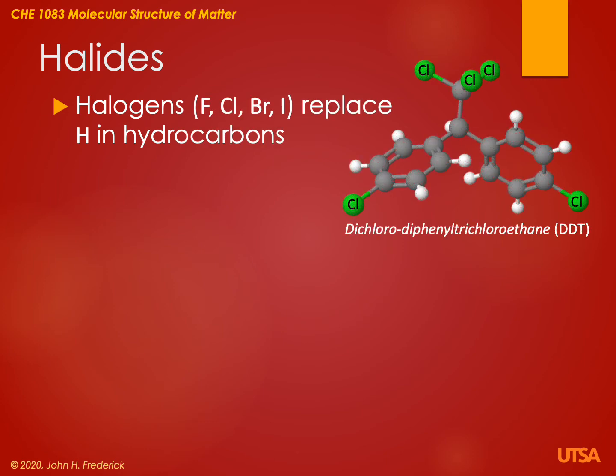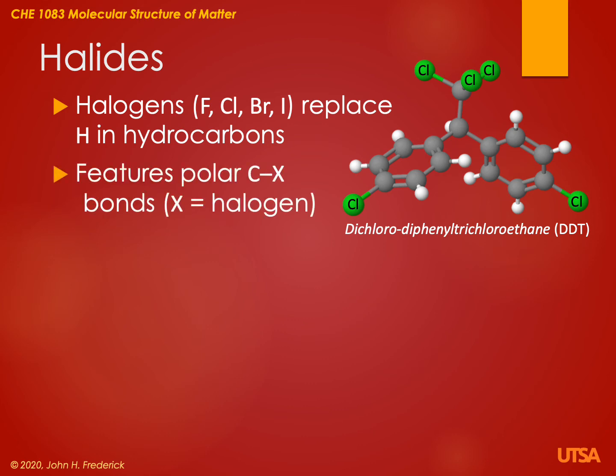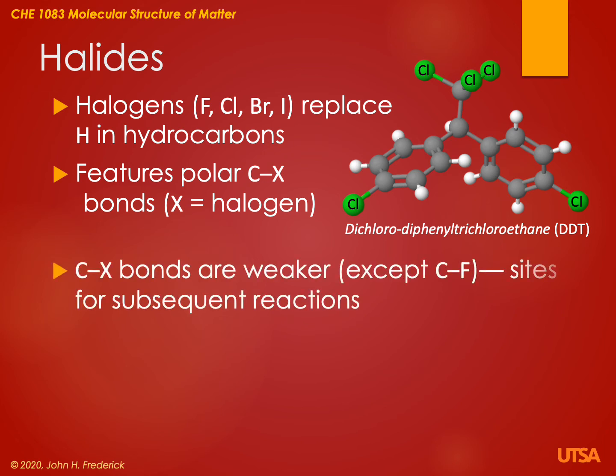So let's take a look at some of these. As I mentioned, halogens replace hydrogen in hydrocarbons. Here's an example of a large hydrocarbon with chlorines on it. This is actually DDT, an insecticide, which now is not favored for use because it causes neurological damage in the environment, but nevertheless was used for quite some time. It features polar bonds. These are the carbon-halogen bonds, which I'll call CX. X will represent halogen in all of these. So these are polar bonds that create a partial charge distribution in the molecule.